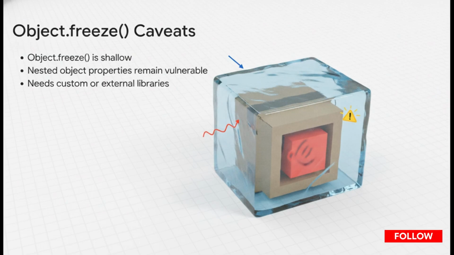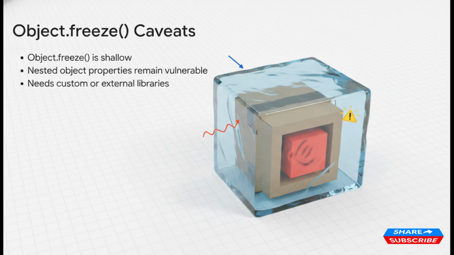But wait, there is one final caveat you absolutely need to know. Object.freeze is shallow. What does that mean? Well, if you have an object nested inside another object, that inner object is not frozen. It remains completely vulnerable to mutation. To achieve total immutability for deeply nested data, developers have to write custom recursive freezing functions or rely on specialized external libraries like DeepFreeze or Immutable.js.